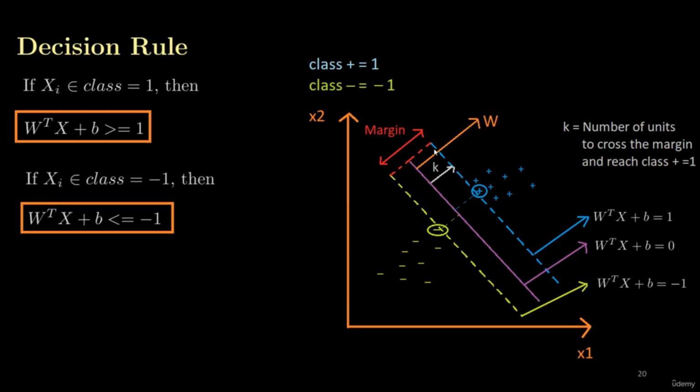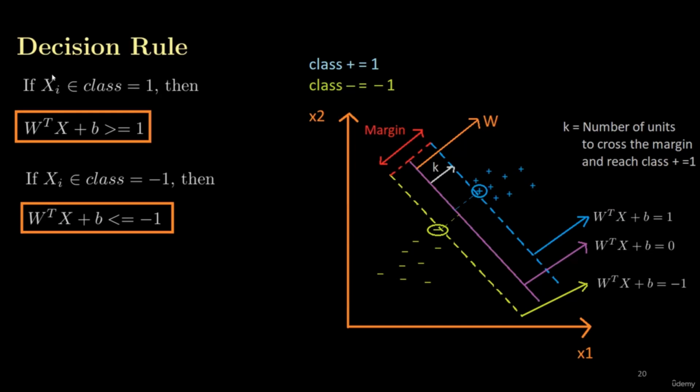On the other hand, the equation for the positive hyperplane is WTX plus B equals 1. 1 means that it belongs to the positive class and it has some distance from the decision boundary. In the same way, the equation for the negative hyperplane will be WTX plus B equals -1 for the negative class. These are the three equations which help us identify a point as a positive class or a negative class. So this is our decision rule now.